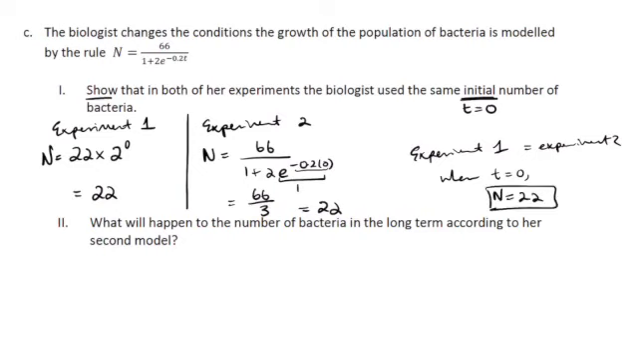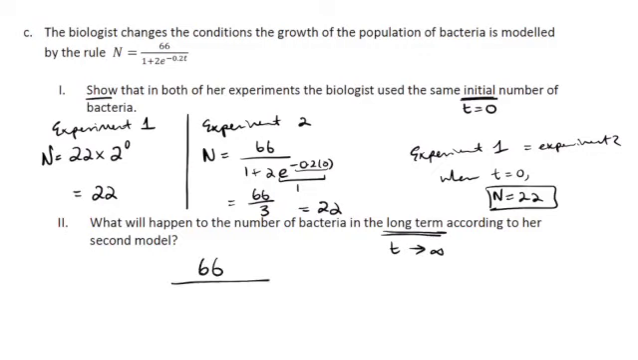Part 2 says what will happen to the number of bacteria in the long term. So again, as t approaches infinity, according to her second model. So the easiest way to think about this, you can graph this. If you have a CAS calculator on hand, you can graph it. However, this particular function, we don't really know what it looks like. So obviously we can't substitute in the term infinity, but what we're going to do is we're going to sub in a very, very large number, and you can practice this on your CAS calculator.